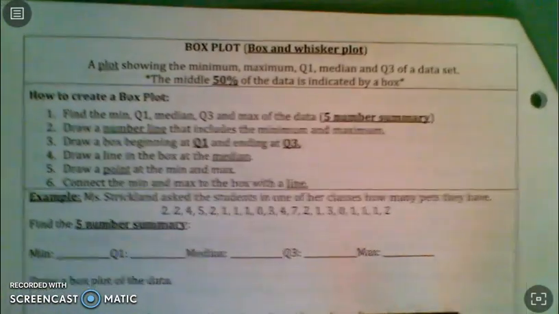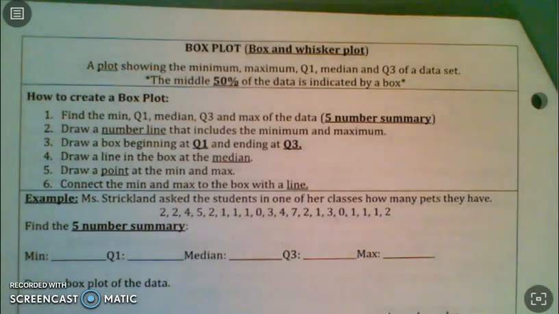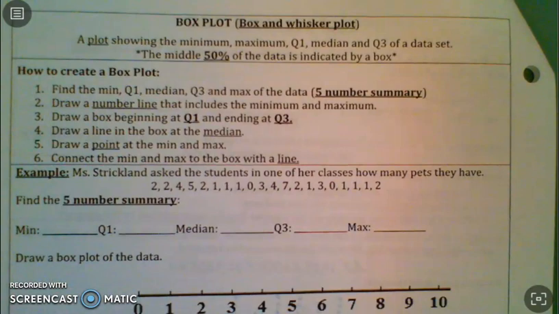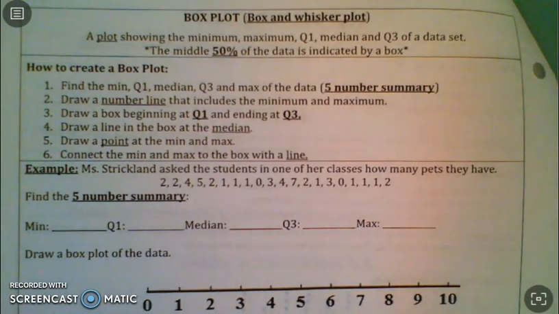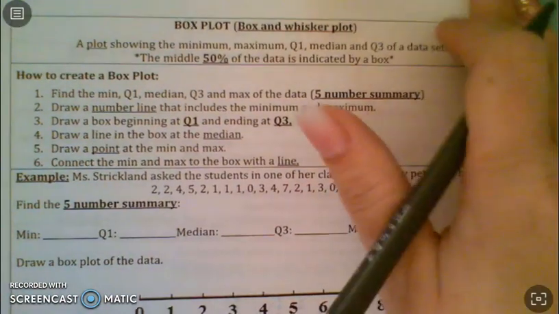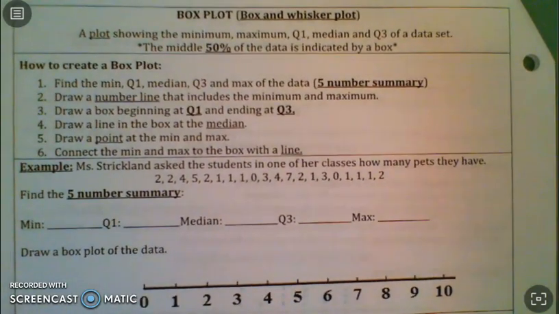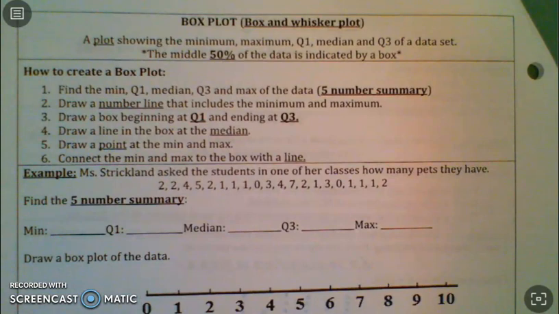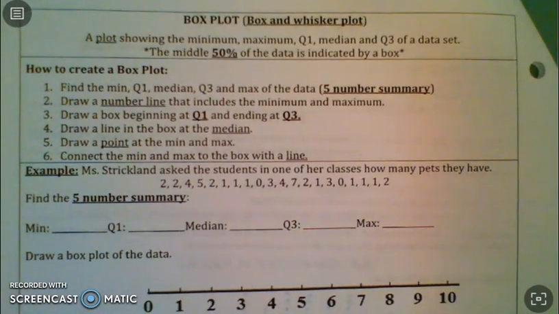So next we have a box and whisker plot, or a box plot, and that shows the minimum, maximum, Q1, median, and Q3 for the data set. Your box plot is the middle 50% of the data is indicated in the box. So that's the IQR that we talked about the other day. So you first have to be able to find the min, Q1, Q3, median, and max. So that's called the 5-number summary.